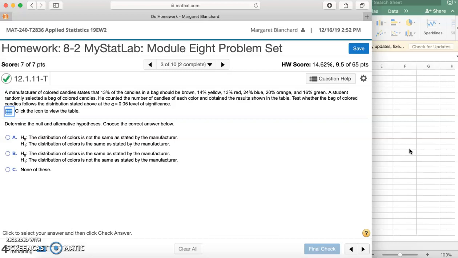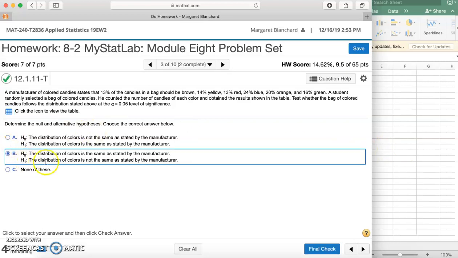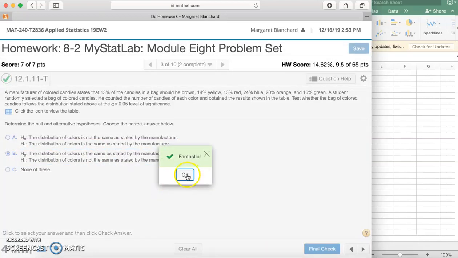So first, let's dive into the first part. It says to determine the null and alternative hypotheses. Choose the correct answer below. Remember, our null hypothesis is always that the distribution is the same, like the observed and expected. So in this case, the null hypothesis is that the distribution of colors is the same as stated by the manufacturer. That means our alternative is that they are not the same. So let's click option B there, final check. Fantastic.